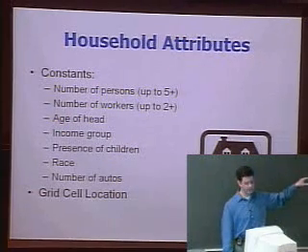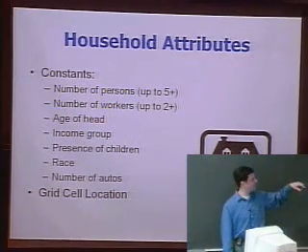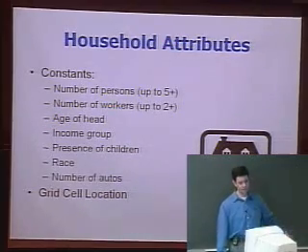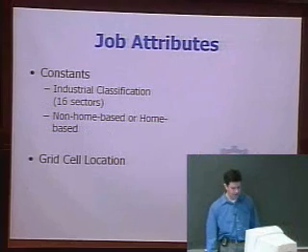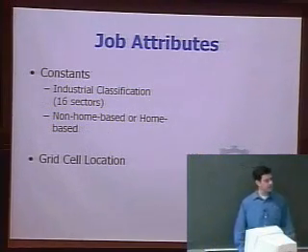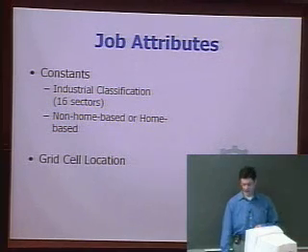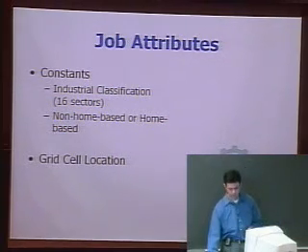Households are added over time to meet regional control totals. The only thing that might change is where they are located. Similarly, with jobs, they're created, and jobs are defined by 16 industrial classifications and by non-home-based or home-based. And once those are created, again, they're trying to meet regional control totals for each simulation year. The only thing that might change with those is their location. They get assigned to a grid cell.